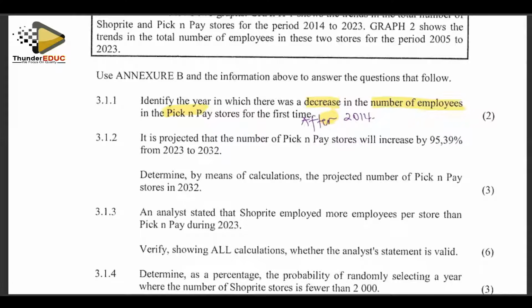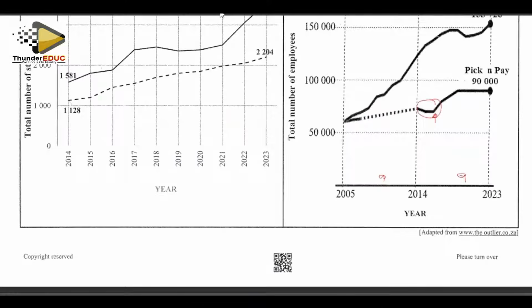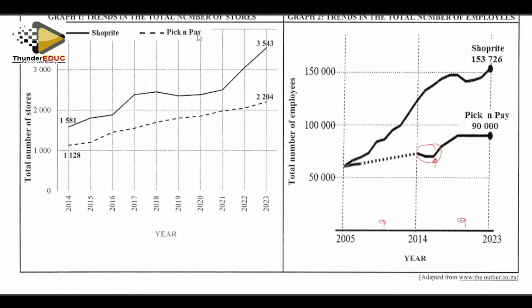It is projected that the number of Pick and Pay stores will increase by 95.39% from 2023 to 2032. Determined by means of calculations, the projected number of Pick and Pay. So we need to look for 95.3 over 100 times the number of stores in 2023. Let's go to our next year. Number of stores in 2023. You see there 2,000. This is Pick and Pay. 2,204.